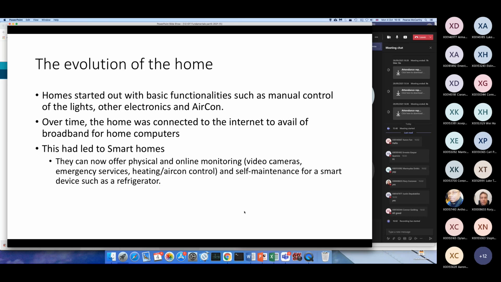Home started out, you only had manual control to control certain electronics or aircon. Over time, everything was connected to the internet, so everybody could avail of broadband. And that in turn has led to, well, why don't we connect the systems that control the house to the internet, and why don't we then control them centrally or report them centrally, whether it's alarm systems or video cameras or emergency service access, all that type of stuff, right?